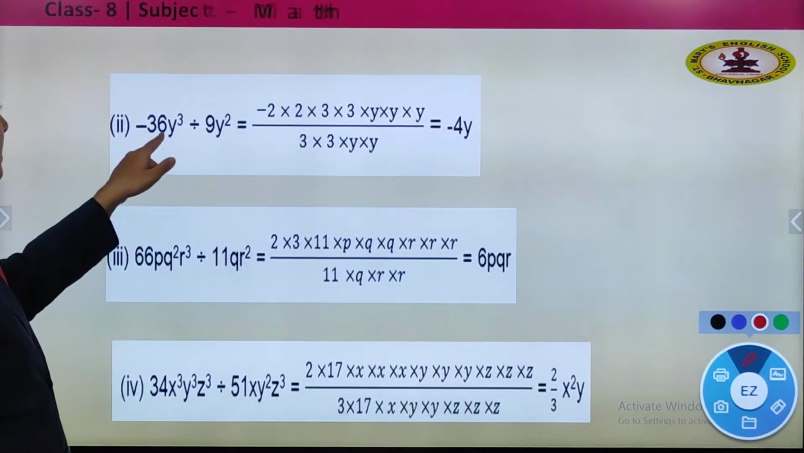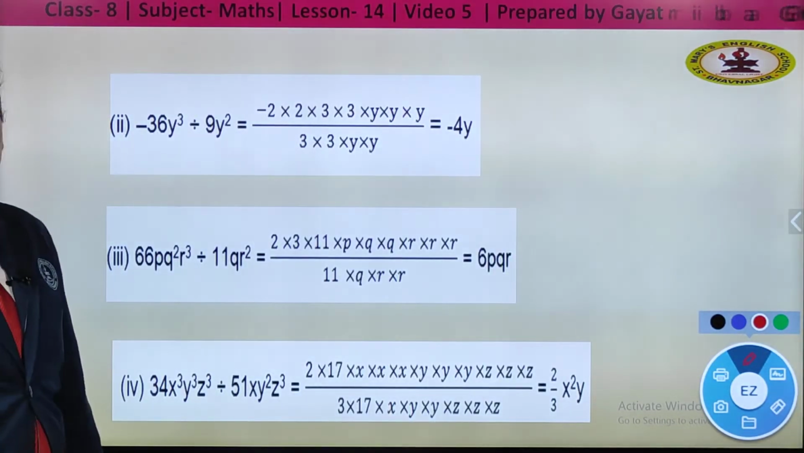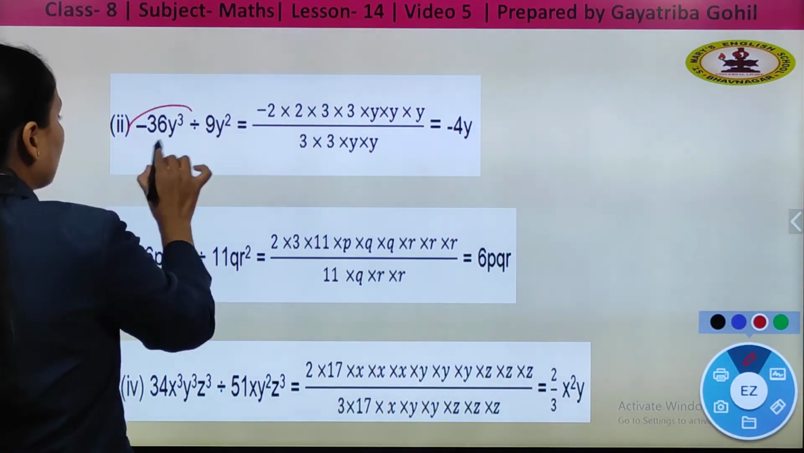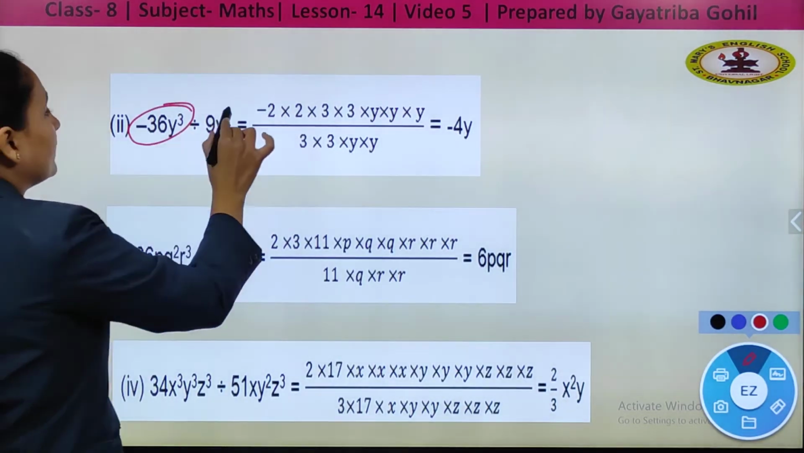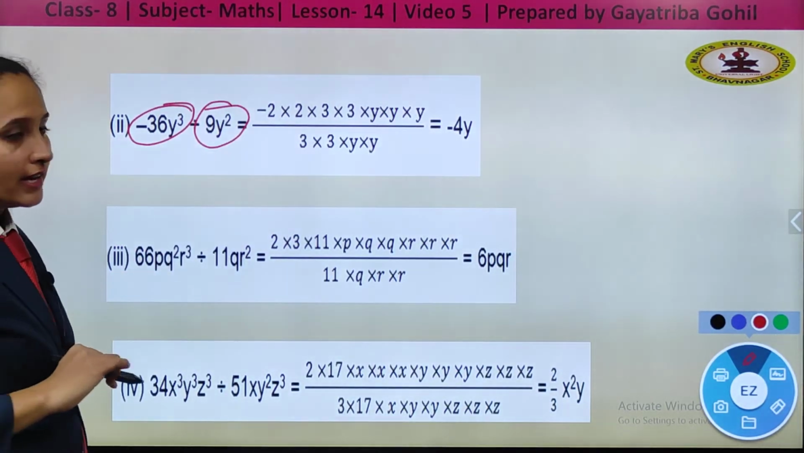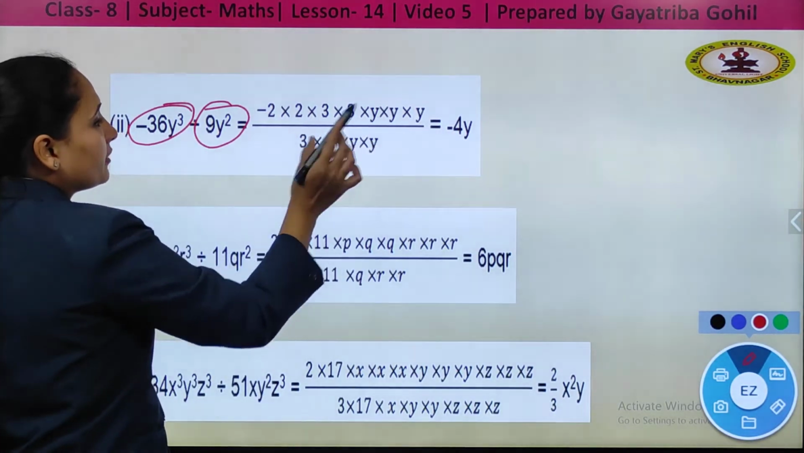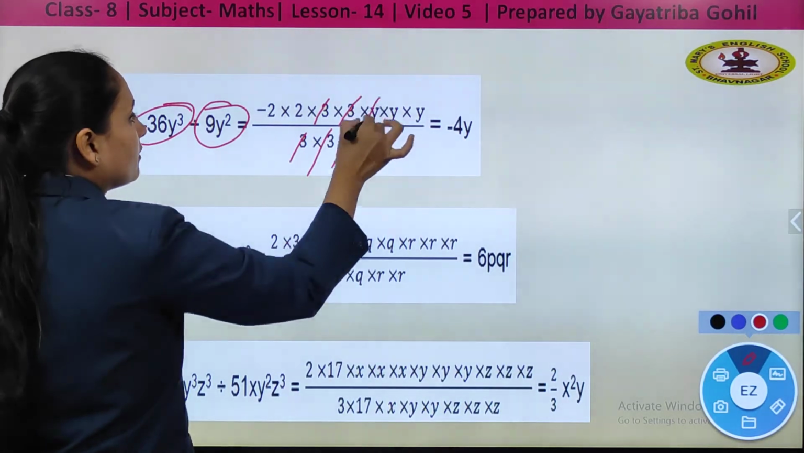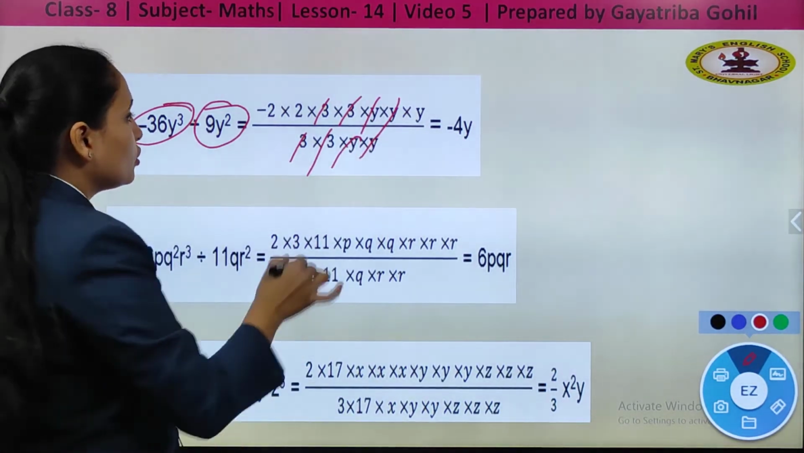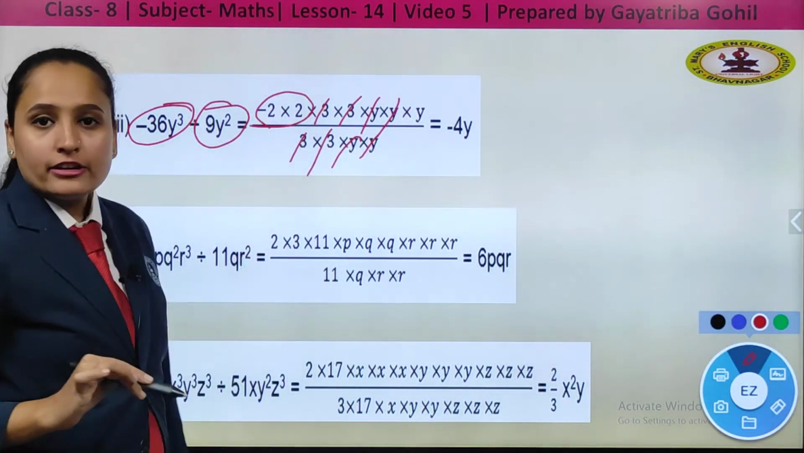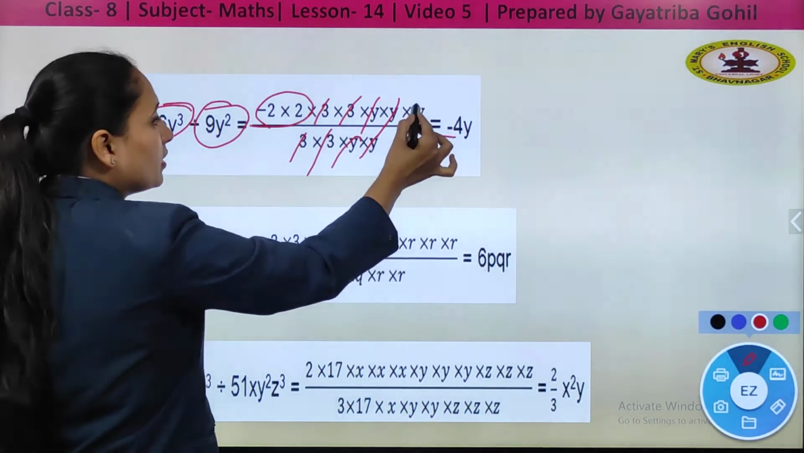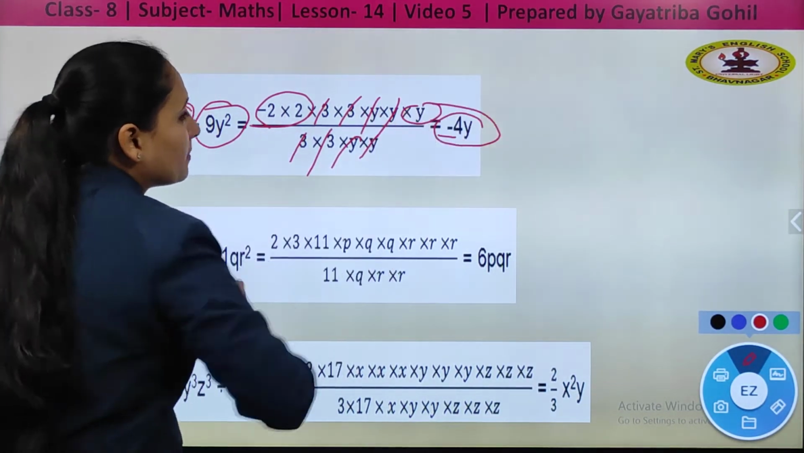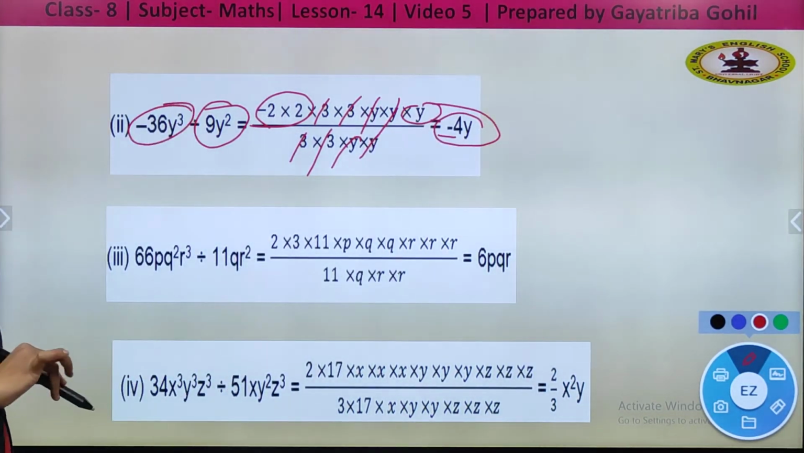Here, minus 36y cube divided by 9y square. In the numerator write the factors of minus 36y cube. In the denominator write the factors of 9y square. So here these are the factors. So cancel 3 and 3, 3 and 3, y and y will get cancelled. So what is left? Minus 2 into 2, you will get minus 4, and y is left which will multiply, so you will get minus 4y.